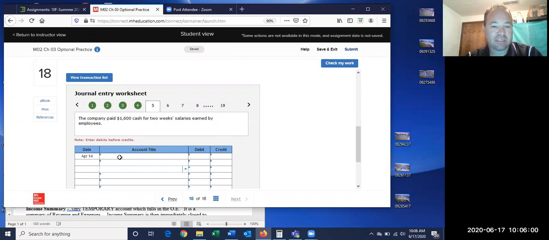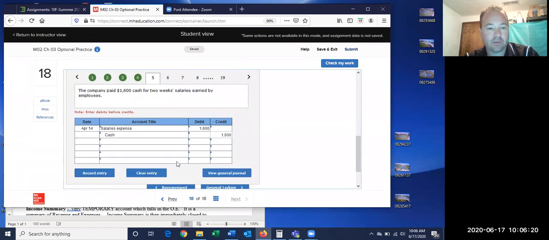Company paid $1,600 for 2 weeks salary. So make sure we call this what they call it, salaries. And this is an expense because we've actually paid it and they have earned it. So we don't want to call it payable because we actually have paid it. Cash for $1,600. Record the entry.